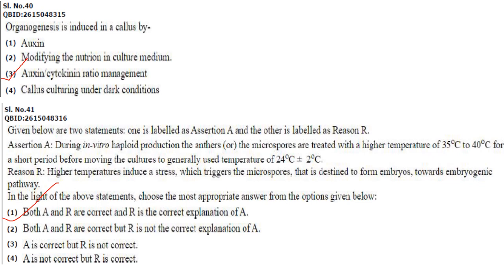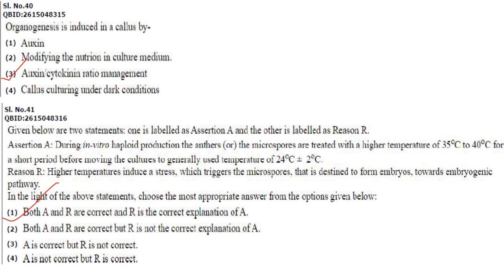Then next one. Organogenesis is induced in a callus by auxin-cytokinin ratio management. Answer is option 3. A high auxin to cytokinin ratio will result in root formation, and if cytokinin is higher than auxin, then it results in shoot formation.